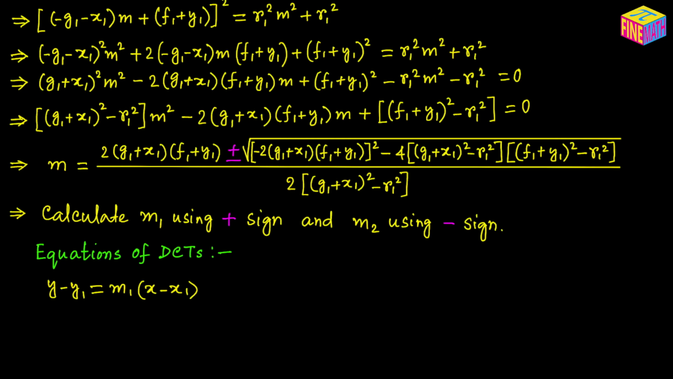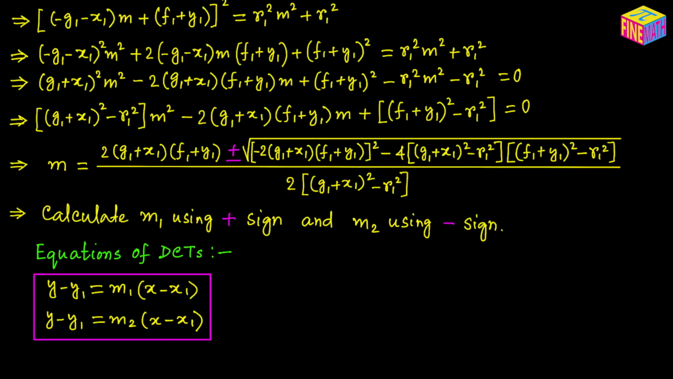So then the equations of the DCTs would be like this: y minus y sub 1 is equal to m sub 1 times x minus x sub 1, and the second one will be y minus y sub 1 is equal to m sub 2 times x minus x sub 1, and those are the two equations of the two direct common tangents. Next, let's try to find out what is the equation of the common chord.